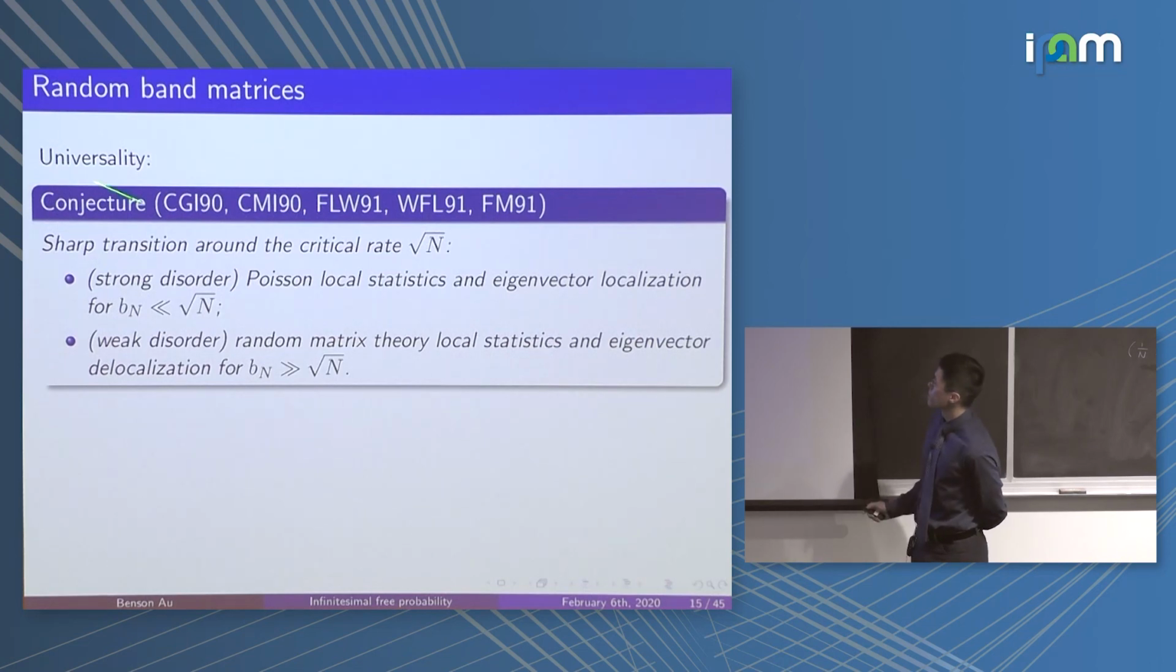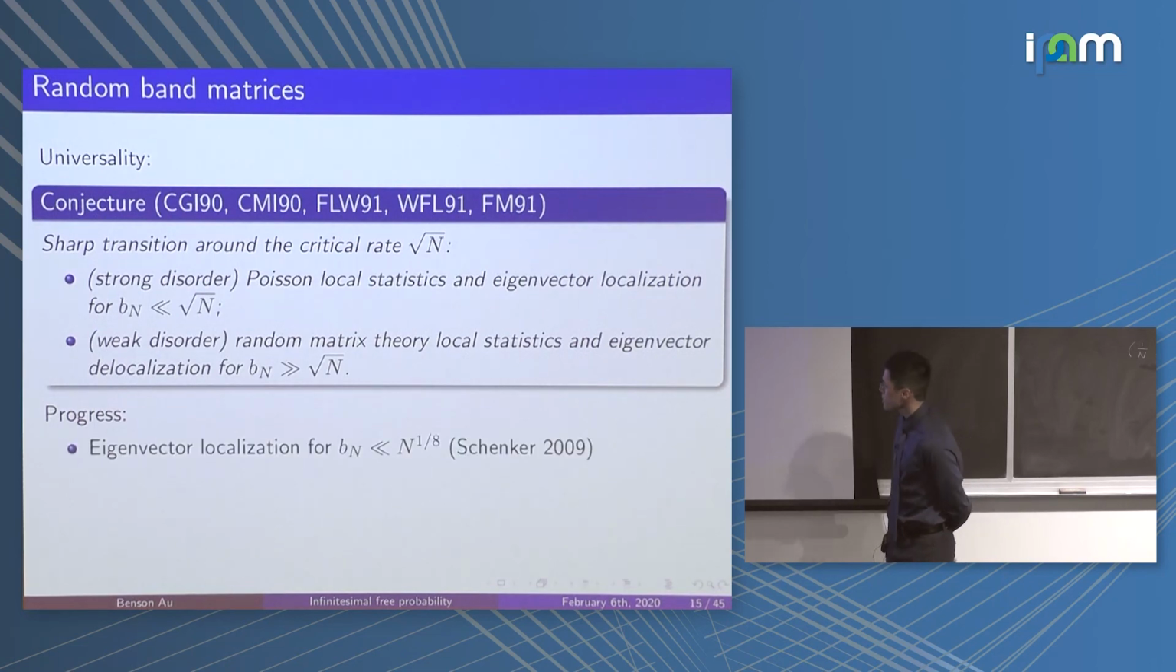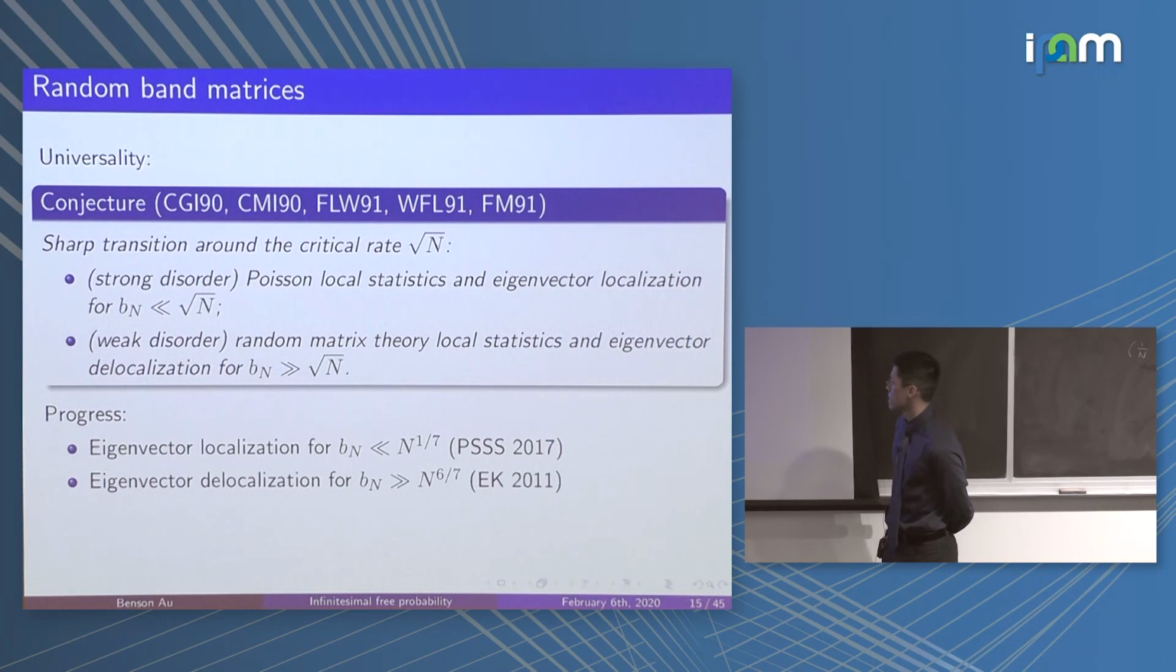So a number of articles from the physicists, I think 4 out of 5 of these are in Physical Review Letters. So very interesting from the physical side. And what's the progress on this problem? So eigenvector localization was proven for bandwidth slower than n to the 1/8 by Schenker in 2009. This is upgraded to n to the 1/7 by Peled, Schenker, Shamis, and Sodin in 2017.